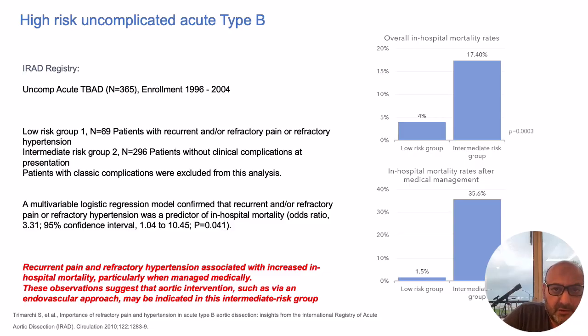A lot of people use it, and a lot of research has come out of this data. Looking at overall in-hospital mortality rates, when you treat these patients in the intermediate risk group it is 17.4%. If you treat these patients with just medical management, it's 35.6%. It's unbelievable. So recurrent pain and refractory hypertension are associated with increased in-hospital mortality, particularly when managed medically. With these patients, you have to be proactive and you have to treat them, and basically this is the standard of care now.